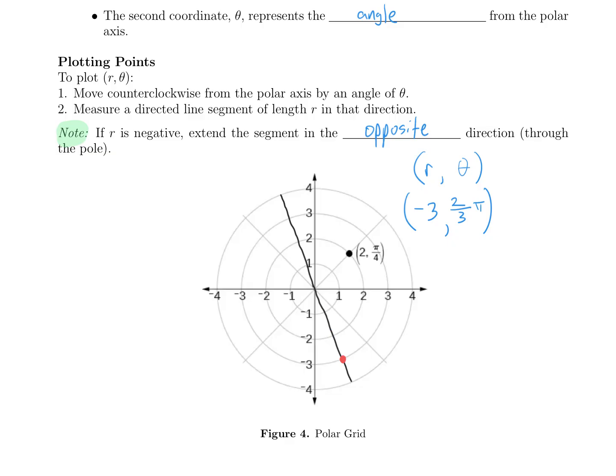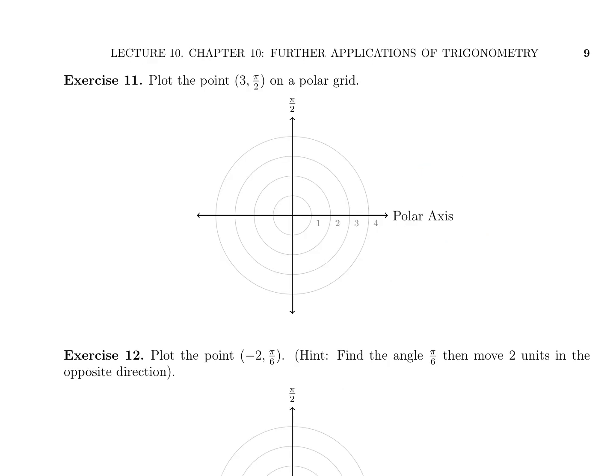Okay, let's look at the next page, and there will be some more examples for us to work on. This time we are going to go to the angle pi over 2, which is 90 degrees, and we're going to go +3, which means in the same direction, or in the direction of the positive angle. 1, 2, 3, there it is. That is our final point. Let's say this had been a -3. If this were a -3, then instead of going in the pi over 2 direction, you would go in the opposite direction, so your point would have been down here.